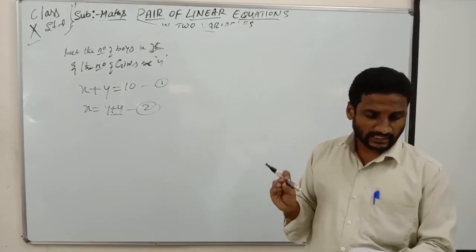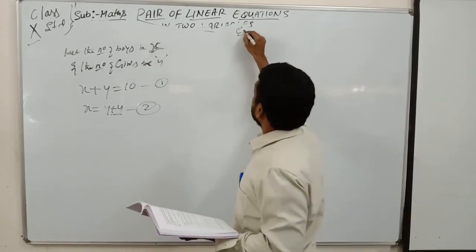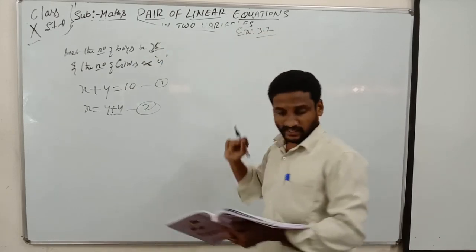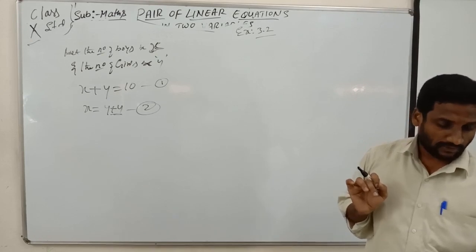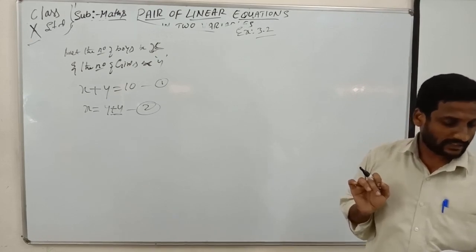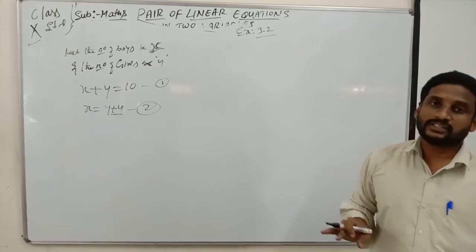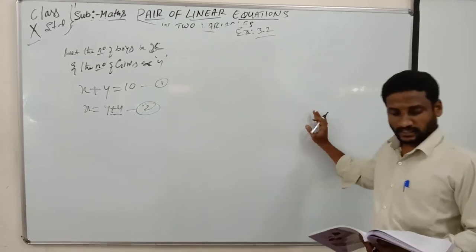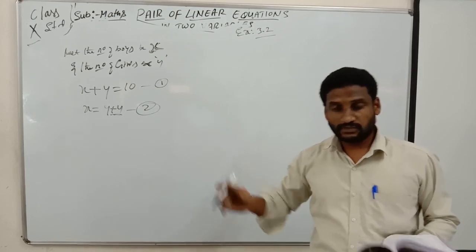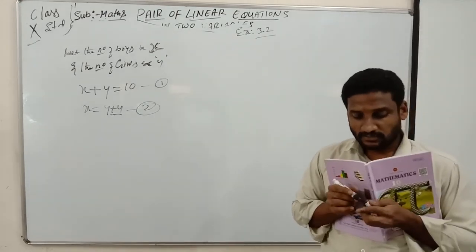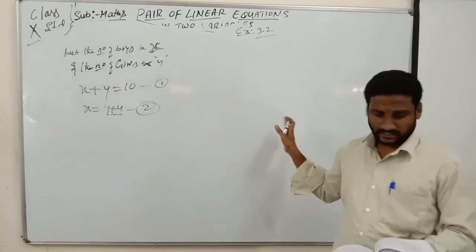Okay, all explained now. See here, what is the question here? Second question of exercise 3.2: on comparing the ratio a1 by a2, b1 by b2 and c1 by c2, find out whether the lines representing the following pair of equations intersect at a point, are parallel, or are coincident. They ask whether it intersects, is parallel, or is coincident. Comparing the ratios a1 by a2, b1 by b2 and c1 by c2, we can say how the lines are. That is already explained previously.